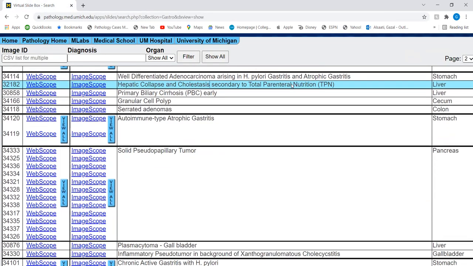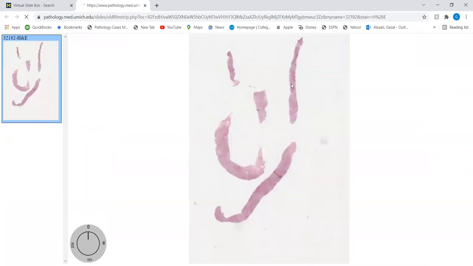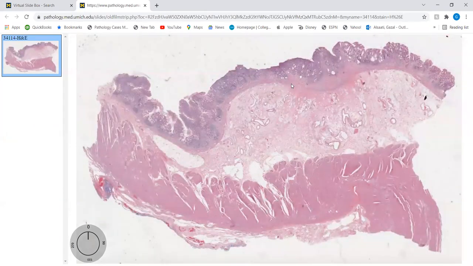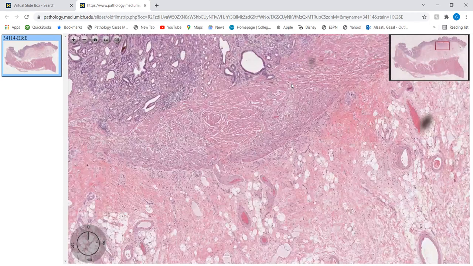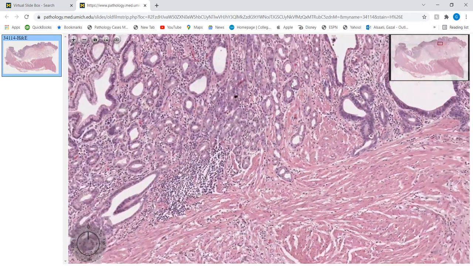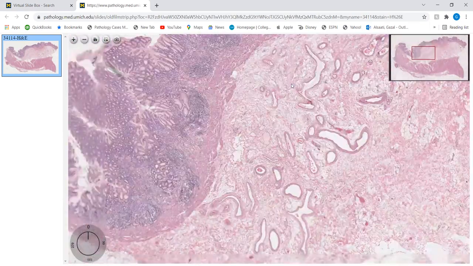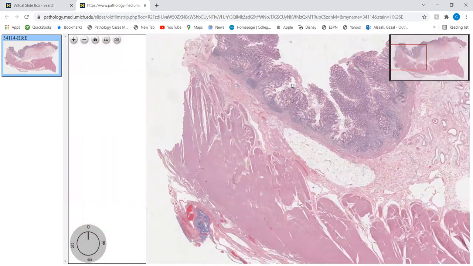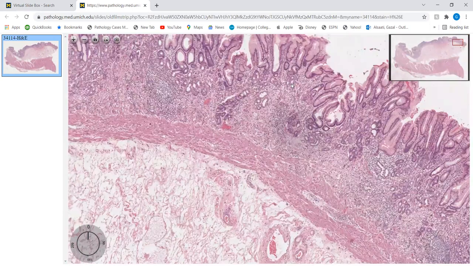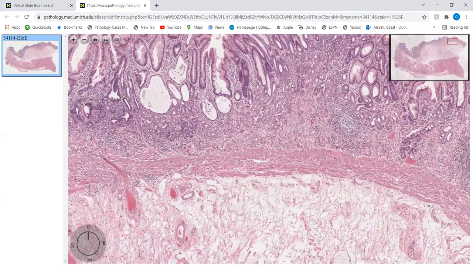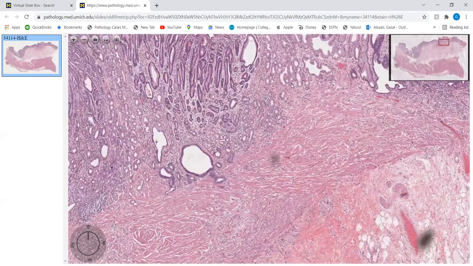Okay, what else? Stomach, well-differentiated adenocarcinoma arising in H. pylori gastritis and atrophic gastritis. No, I think I clicked on the other slide. So he said that we have a neuroendocrine tumor. It's not here. I need to find it. The lymphoid aggregates. This is definitely atrophic, okay? You see how if you train your eye to look for atrophy, you'll find it right away.